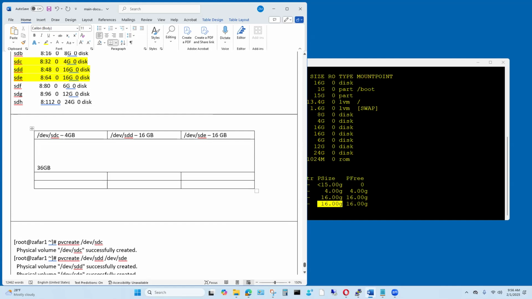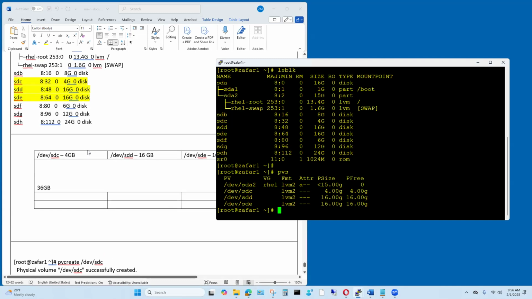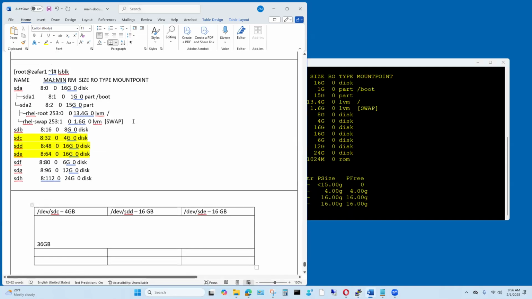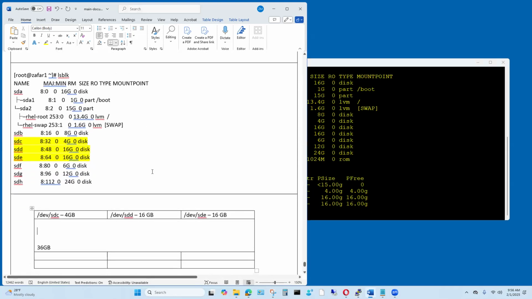Why is it not showing SDD? Did you do lsblk? It's showing in lsblk, but pvs is not showing it. Because you forgot pvcreate. Go ahead and do pvcreate for the disks.